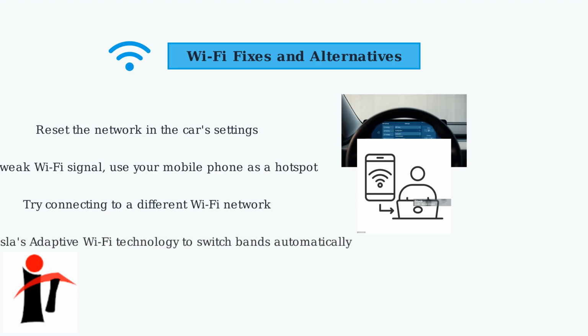Make sure Tesla's adaptive Wi-Fi technology is enabled in your settings. This feature automatically switches between 2.4 GHz and 5 GHz bands to optimize download speed.